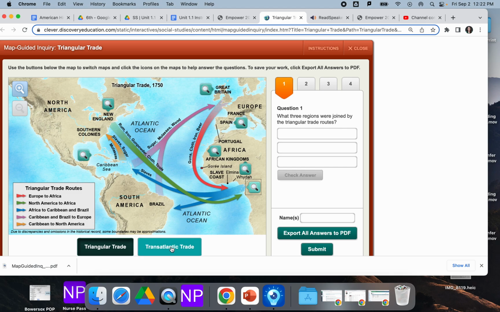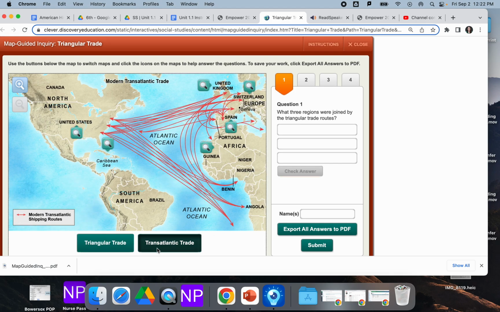When you're done with that portion, you're not done. You have to click on transatlantic trade. And this, our key says the arrows are modern transatlantic shipping routes. So you can see we had ships going from here to there. And it's like a bunch of confusing lines.